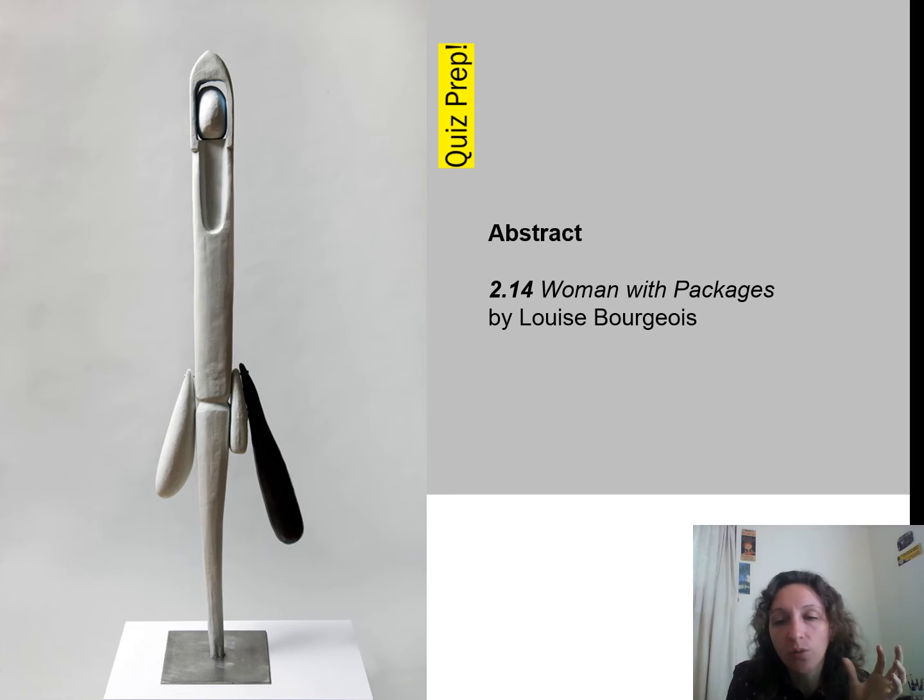Abstract is stripping away all of those details, all of those representational things that make something photorealistic, the difference between, you know, a cartoon hand and a real hand, right? As you go more and more abstract, you get more and more stylized until you reach abstraction.